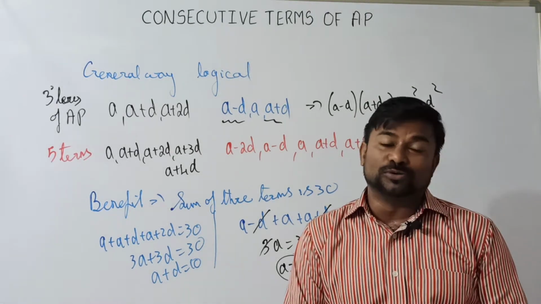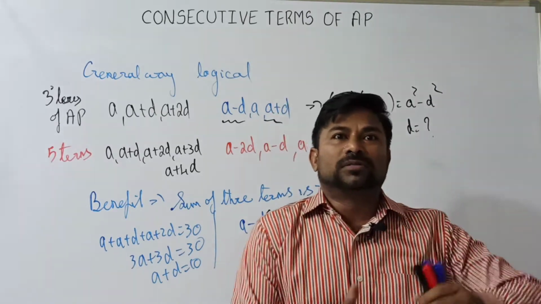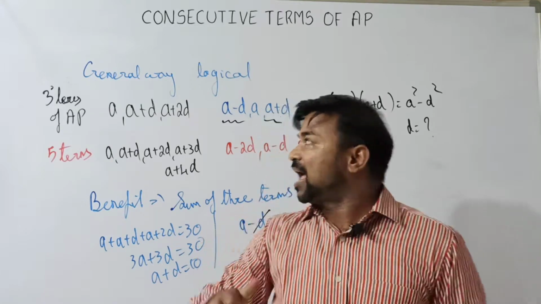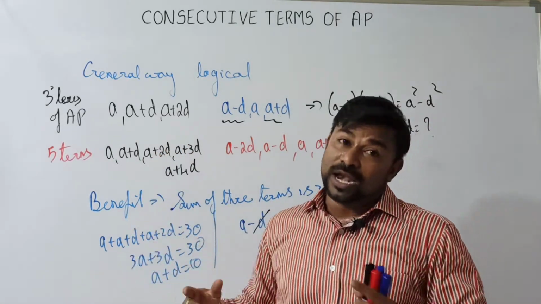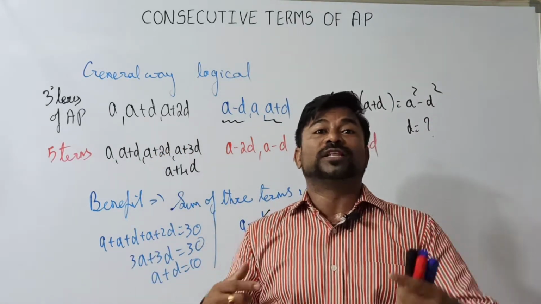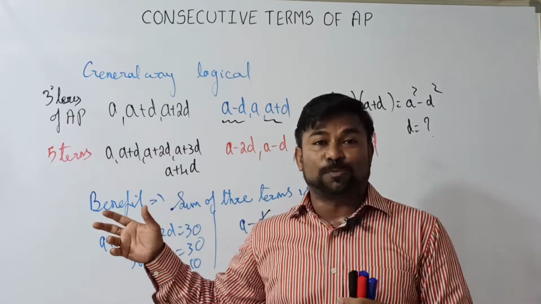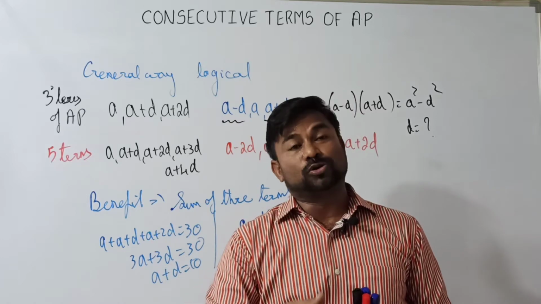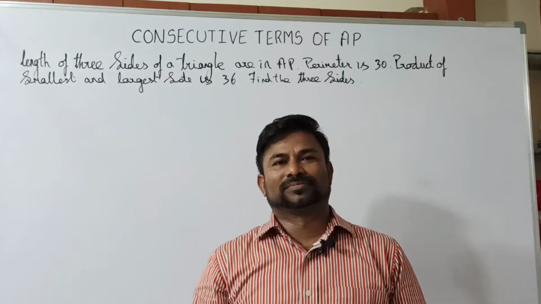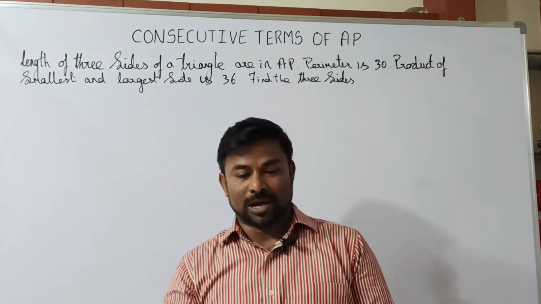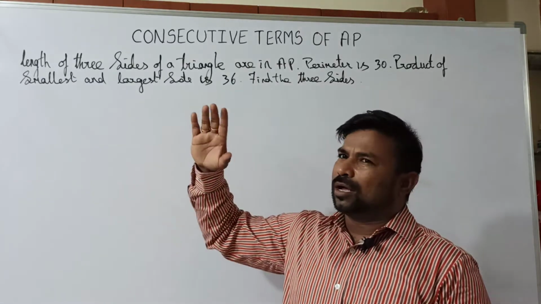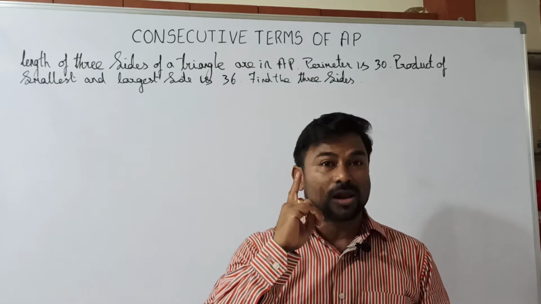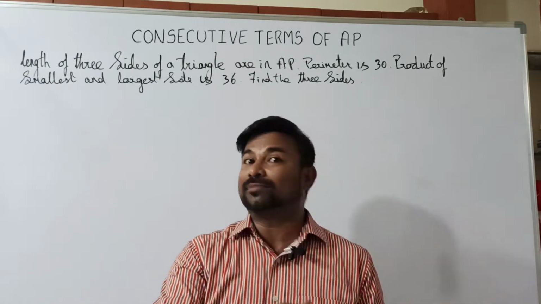Okay, so I told you why the logical method of taking three terms and also five terms is better than the general way of taking it. Now let me come back to you with a nice sum which explains that the logical method is the best way. Yeah, so we are with a sum now. We are fixed to take the logical three terms only, or logical five terms, basing upon the sum.